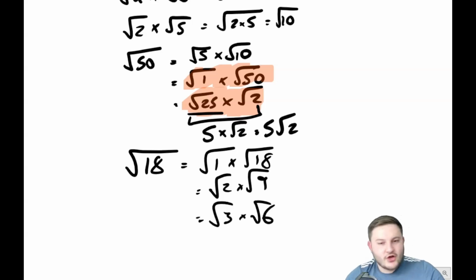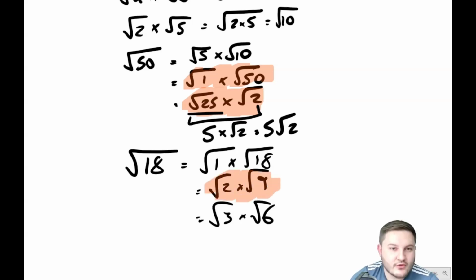Now, some of these are not going to be very useful. For example, the square root of 3 times the square root of 6 is not very useful to simplify because both of them are surds, and so you won't get one of them being a whole number. But this one, square root of 9 times square root of 2, well, the square root of 9 is 3, the whole number 3. So this will be 3 root 2. So square root of 18 is equal to 3 root 2.